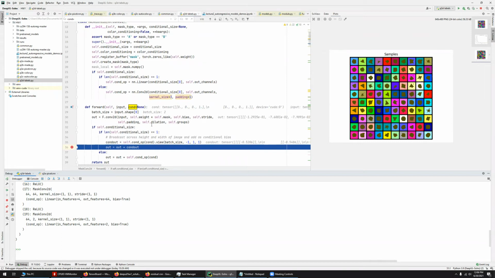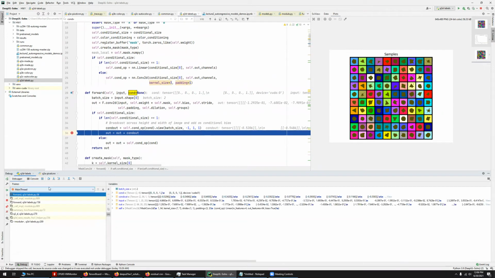I think they call the 64 something else. I don't know if it's called channels. The channel is for like RGB. But yeah, I meant the number of filters. Yeah, you're right, it's filters.